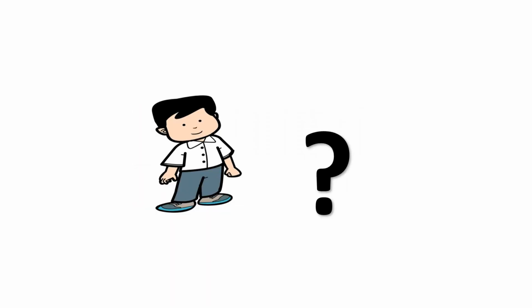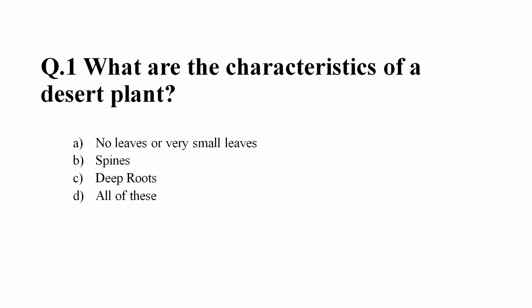Students, now let us revise what we have learned today by solving some questions. Question number 1. What are the characteristics of a desert plant? Option A, no leaves or very small leaves. Option B, spines. Option C, deep roots. Option D, all of these. And the correct answer is option D, all of these.